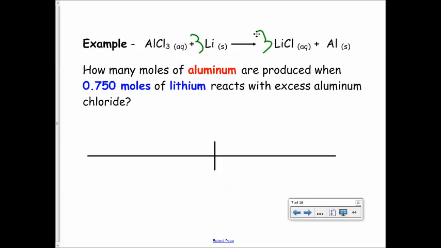So we're going to start this one off, and we're like, all right, my given information, I have 0.750 moles of lithium. Perfect. Well, then I just need to simply look. Oh, actually, first we'll just think to ourselves, moles of lithium on top. What do I need on bottom?